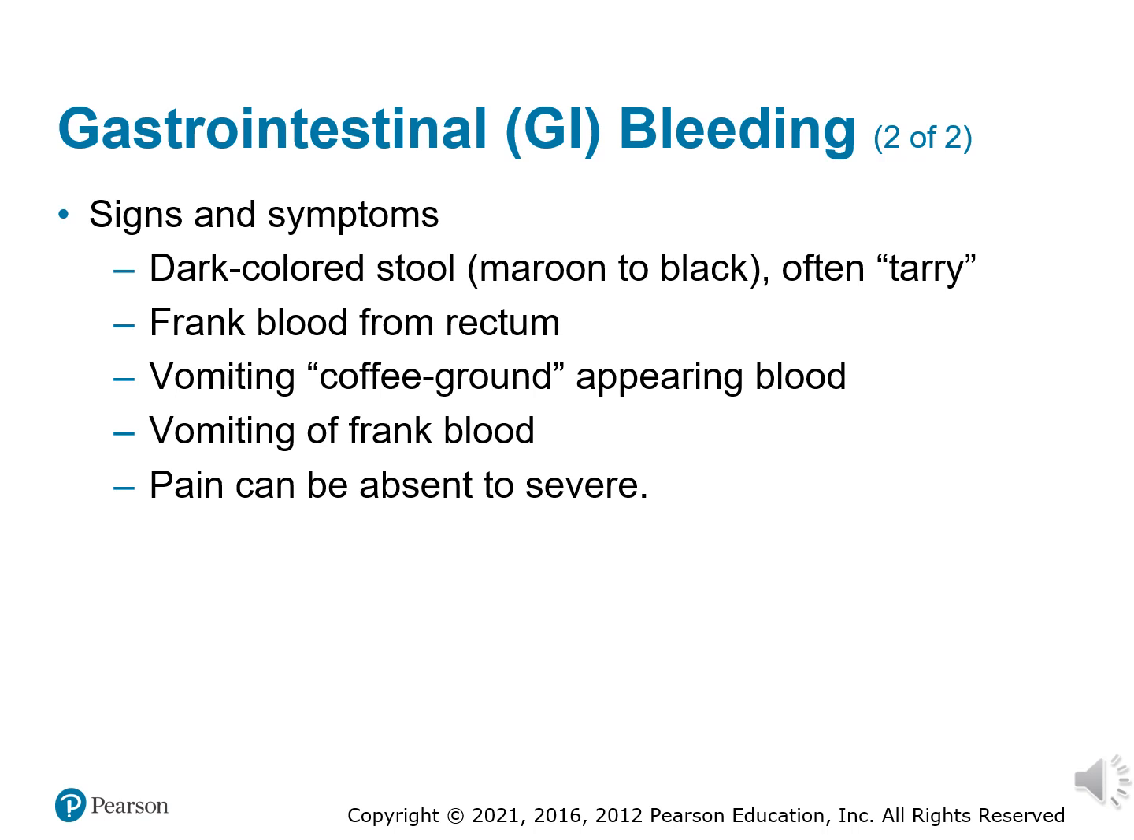Signs and symptoms that you're probably going to see or hear about are dark colored stool, maroon to black and often tarry, frank blood from the rectum, vomiting of what they consider coffee ground appearing blood, or vomiting of frank blood, straight up blood. The pain can be absent or it can be very, very severe, so you have a very large range of different things that it could be.